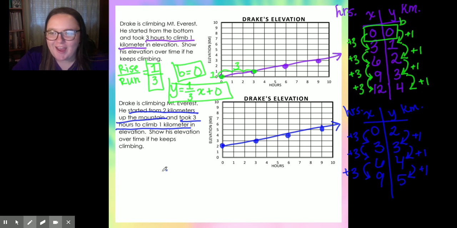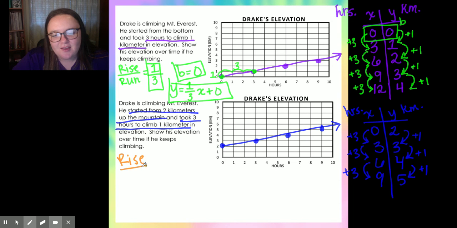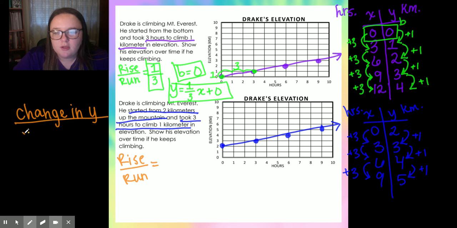Now look at these graphs. What's different about them? What's the same? Let's find the slope here. Remember, my slope is our rise over our run. And if you don't remember, when I'm talking about this change over y, change over x, this was also an equation for slope. Change in y over change in x. That was also a formula for slope. It's the same thing as rise over run.